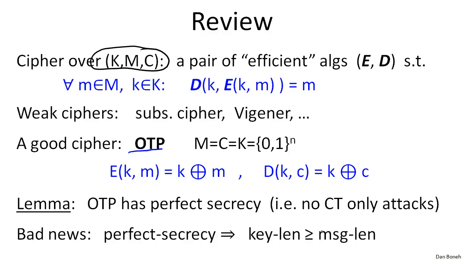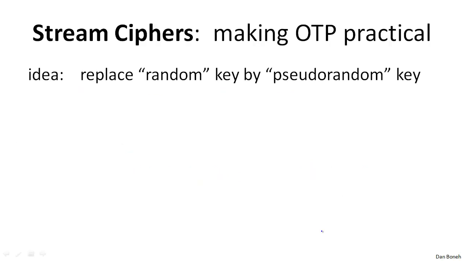So in this lecture, we're going to take the idea of the one-time pad and try to make it into a practical encryption scheme. This is what's called a stream cipher. The idea in a stream cipher is that rather than using a totally random key, we're actually going to use a pseudo-random key. And to explain how that works, I need to define what a pseudo-random generator, a PRG, is.